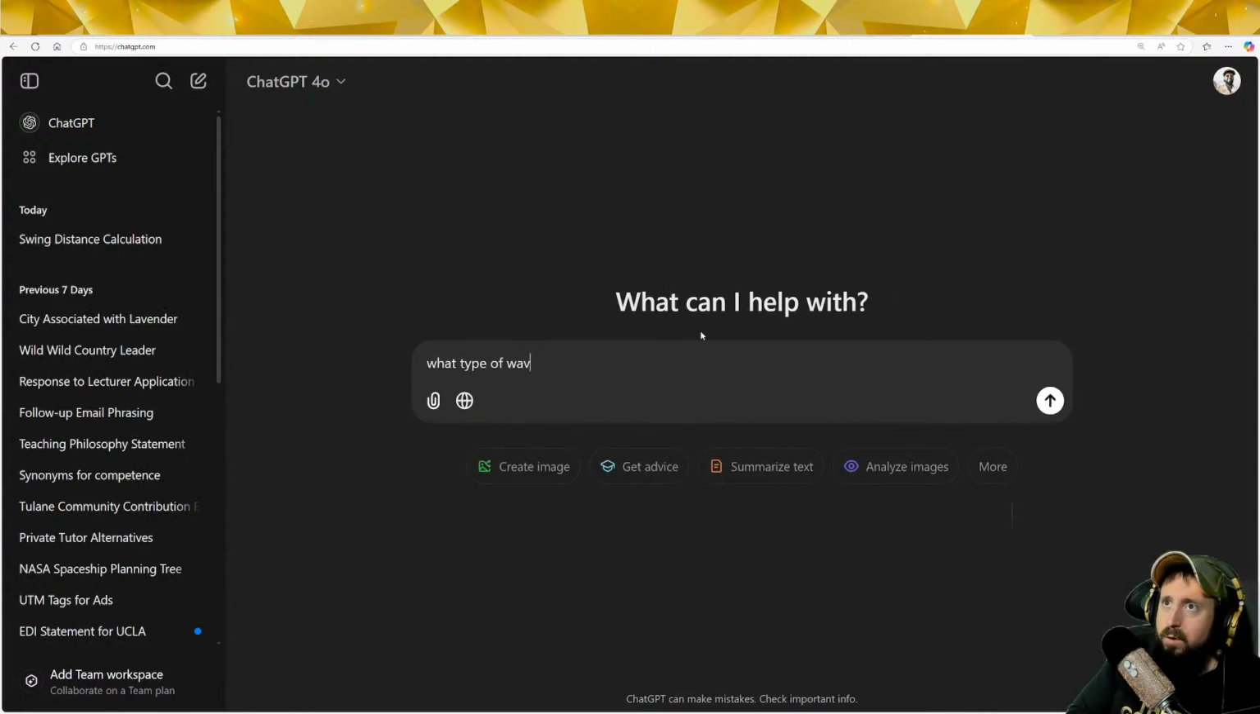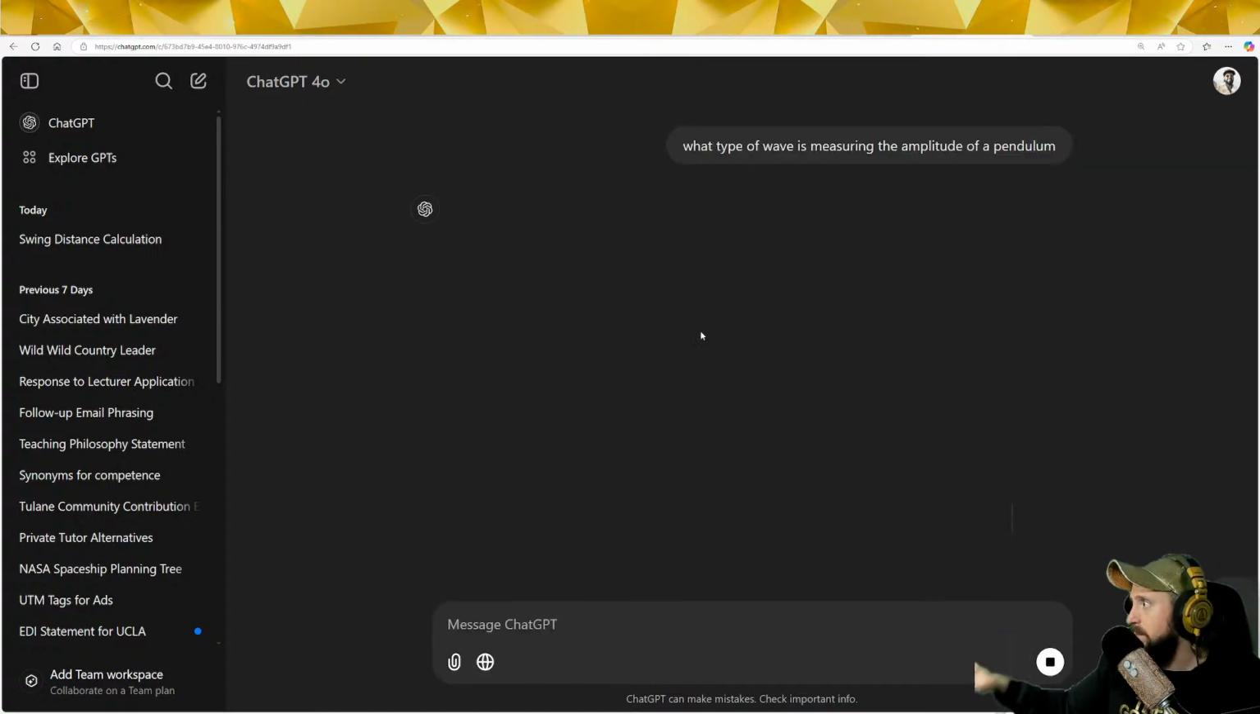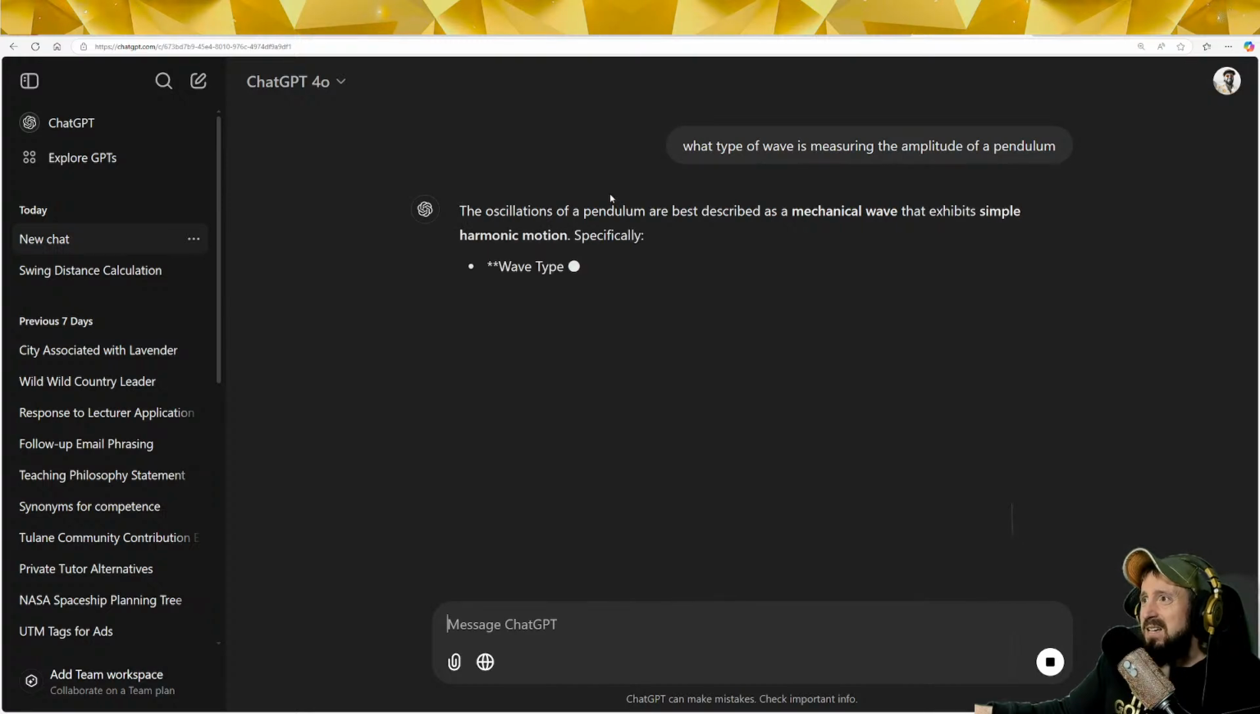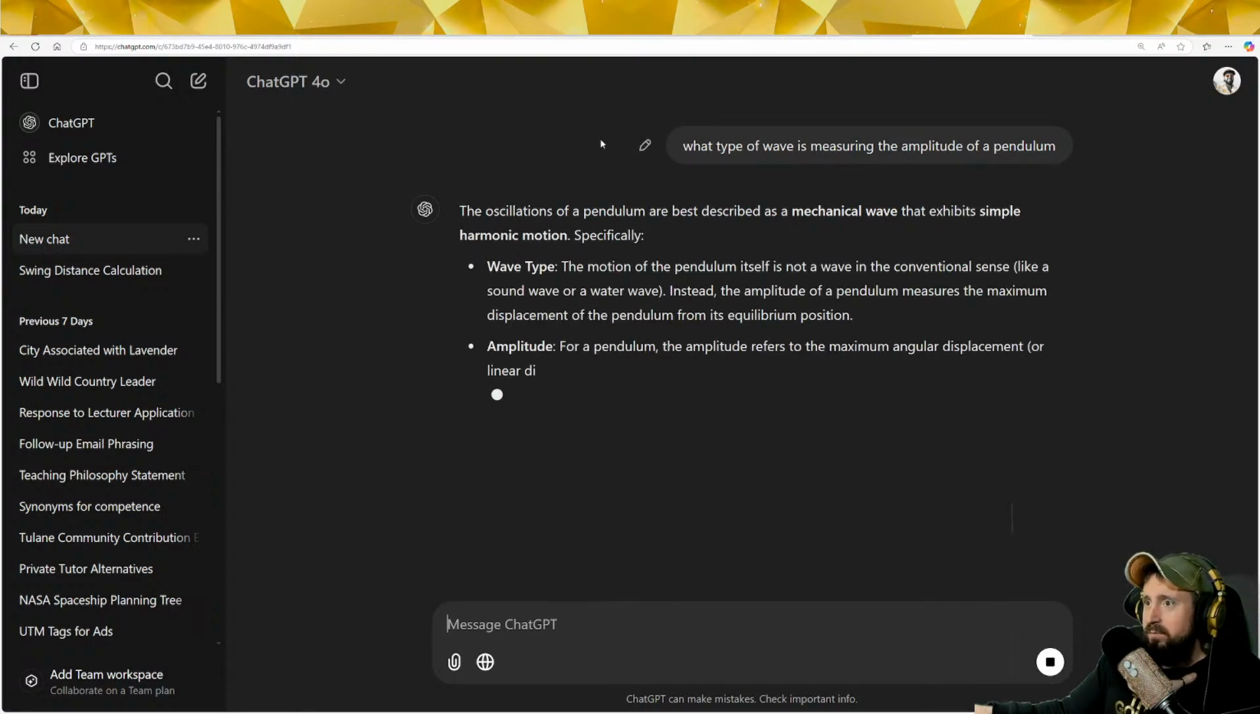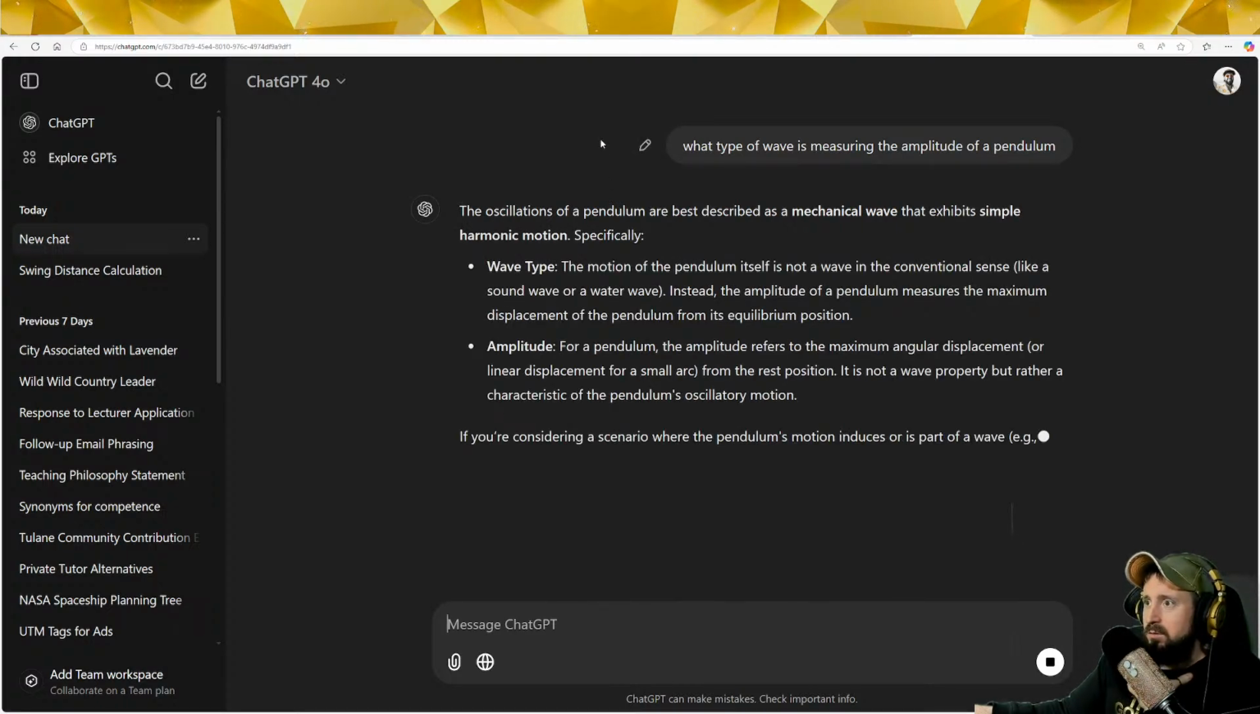What type of wave is measuring the amplitude of a pendulum? Okay, so they just say mechanical wave. Okay, I've never heard that before.